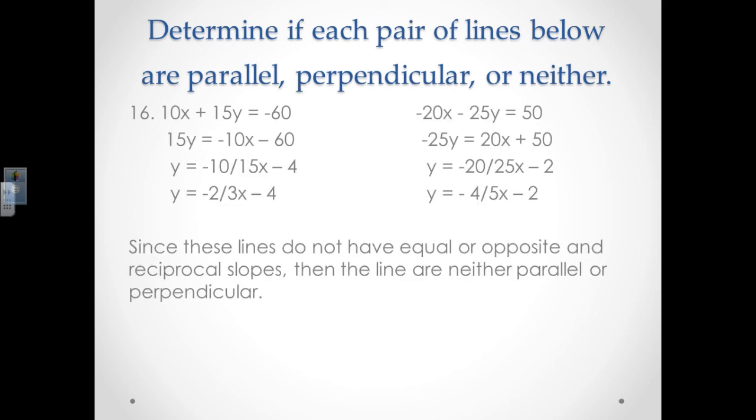When you solve for y in both of these, the first equation comes out to be negative 2/3 x minus 4. The second equation, we get y equals negative 4/5 x minus 2. So you can see that these are neither parallel, they do not have the same slope, or perpendicular because the slopes are not opposite and reciprocal. So the lines are neither parallel nor perpendicular. This would be an example of the neither case. So two lines that intersect, just not at a right angle.